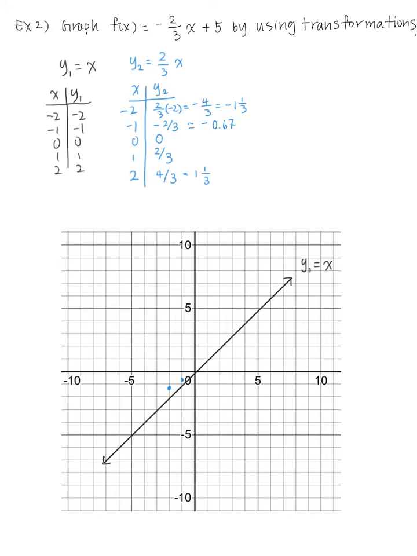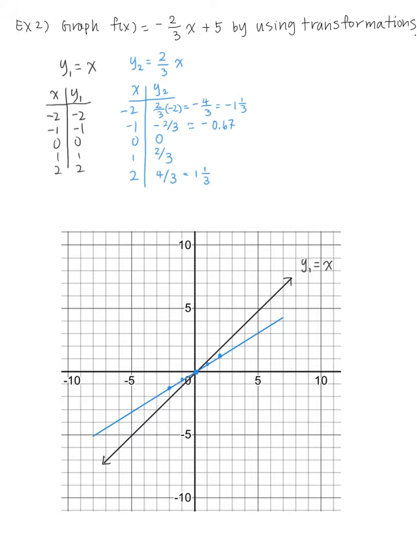All right, and then you're gonna have to go 0, 0. Okay, and then 1 and 2/3, so that's approximately 0.67. So you're gonna go 1, and 2/3, 0.67, like maybe right here. And when x is 2, our y value is 1 and 1/3. And I think that's about there. So now let's connect those dots.